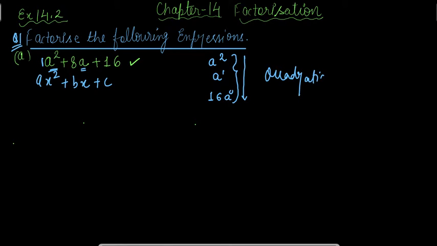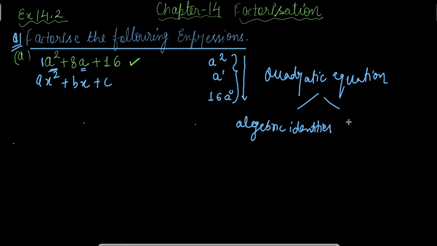So whenever you have a quadratic equation, to find the factorization, we may use two approaches. Number one, using the algebraic identities, and second, the middle term splitting method, right? The middle term splitting method will be applicable for all quadratic equations, though algebraic identities will have certain limitations. Now, how are we going to make use of algebraic identity in this question?